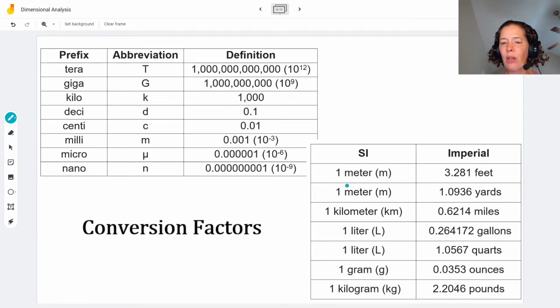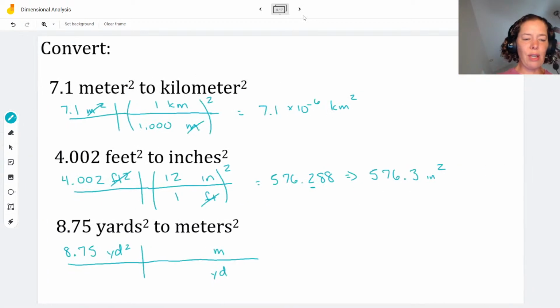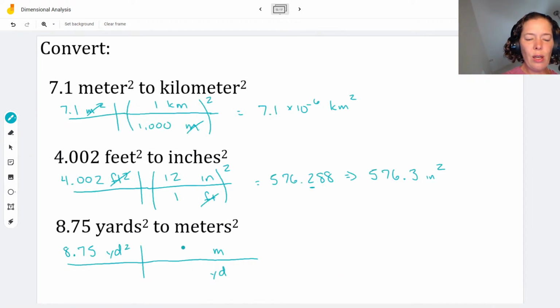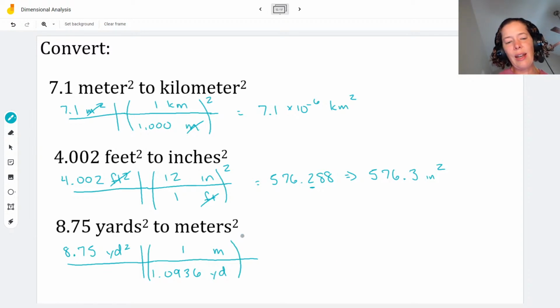And here we go. Yards and meters right there. So that's the one I'm going to use. 1 meter, and that was 1.0936 yards. And now that I have my conversion in, now I'm going to square it. My yards squared are going to cancel, and I'm left with meters squared.